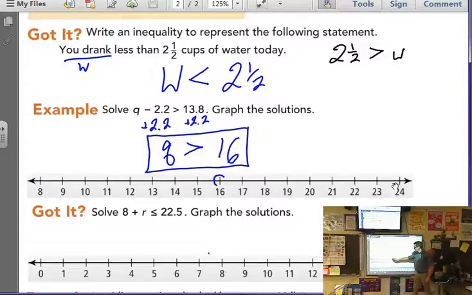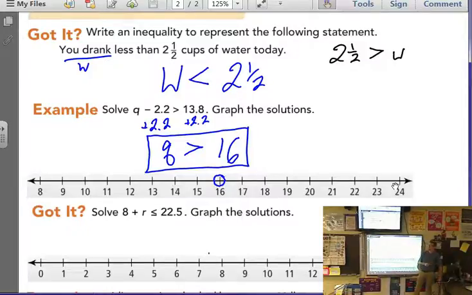So I put my circle, then I ask myself, is it closed or is it open? Is 16, Elena, an acceptable value here as an answer? No, because 16 is not greater than 16. 16 is not a solution. I leave my circle open.